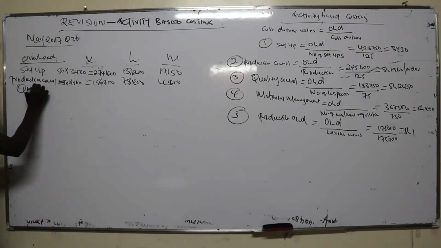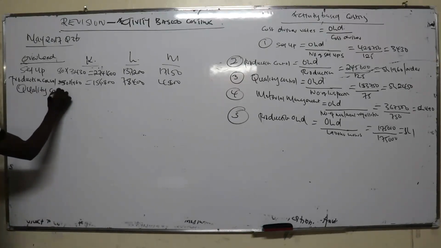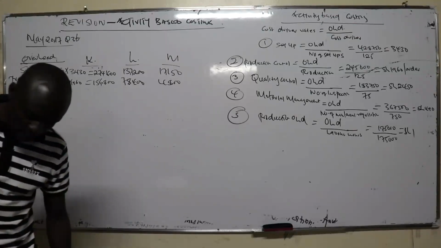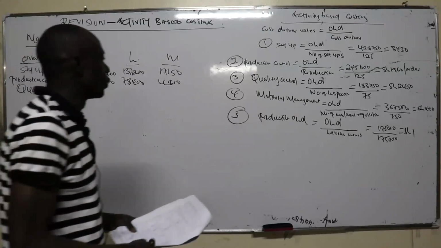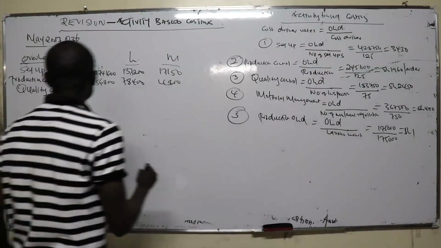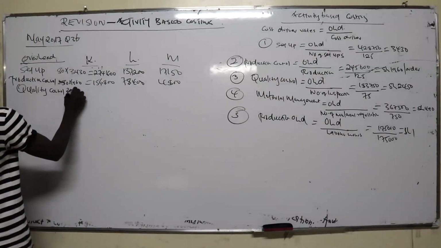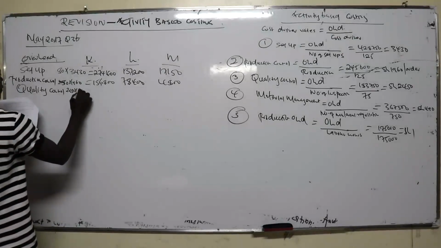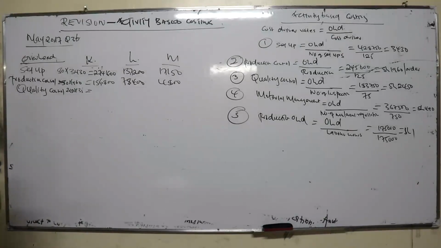Quality control. The first one, under the quality control, you're going to multiply the number of inspections times 2450. So this one will be 2450 times 35, which is 85,750.